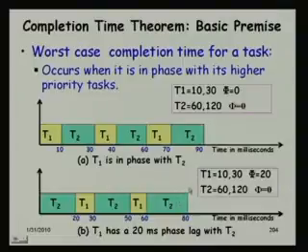We can also check what if T1 has 0 phasing and T2 has phasing of 20 or 30. In each case, we will see that when they are in phase, the response time is the longest. So, if we can show that in the worst case, that is when the phase is 0, every task meets its first deadline, then the task set will be schedulable.